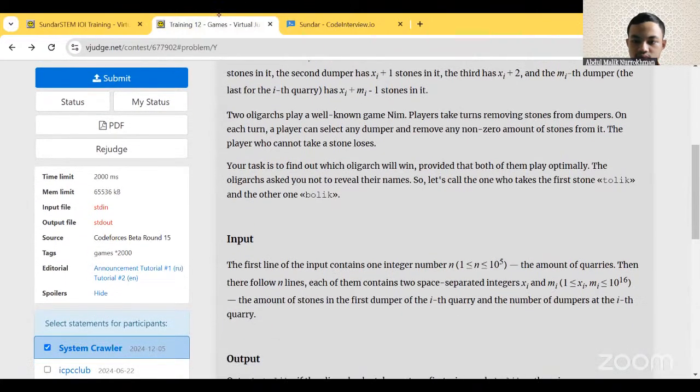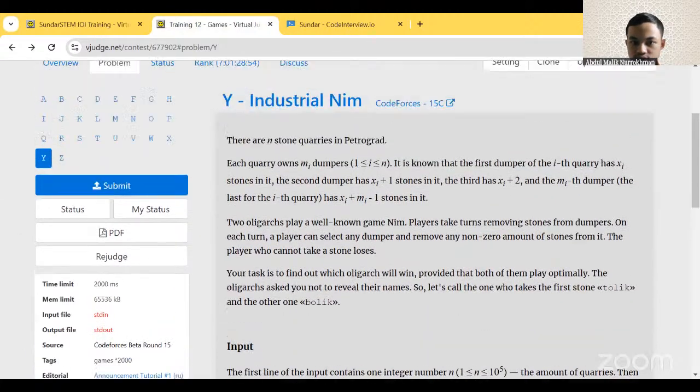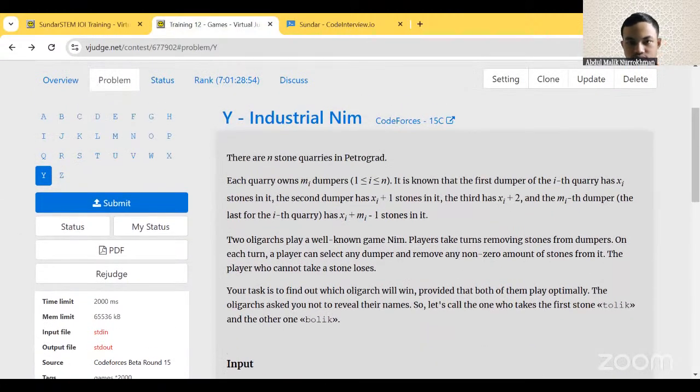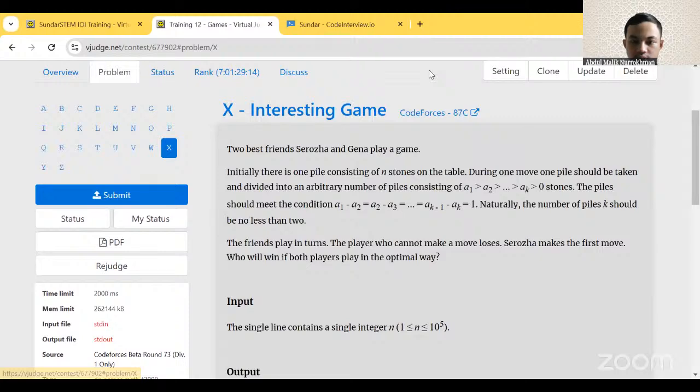So after input x and m, just check what is x plus m minus 1 modulo 4. Okay. Is there any other question for problem Y? Okay. So let's continue to problem X.